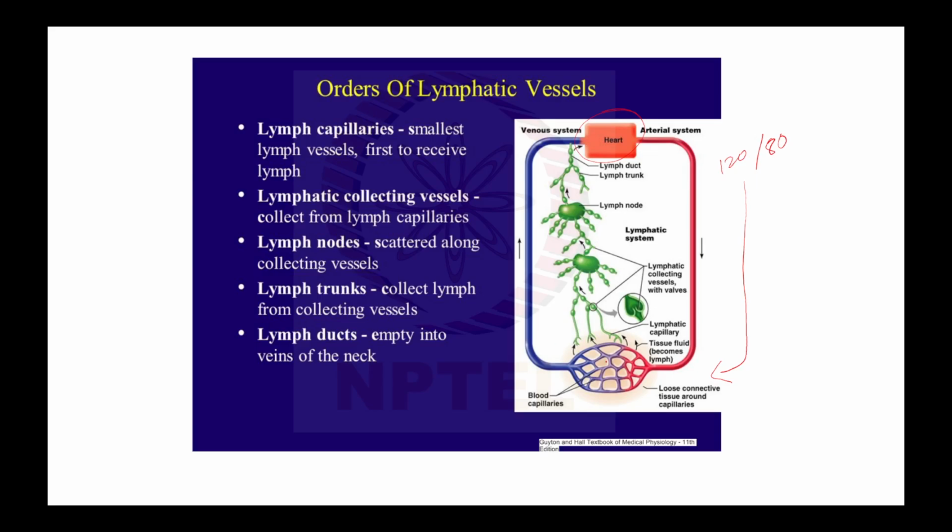The smallest units are the lymphatic capillaries, the smallest lymph vessels, the first to receive the lymph. The plasma which is oozing out from the capillaries is called the lymph. The lymphatic capillaries take the lymph, then form lymphatic collecting vessels. Then we have lymph nodes, which are scattered along the collecting vessels, and lymph trunks collect lymph from the collecting vessels, and then the lymph ducts empty into the veins of the neck.